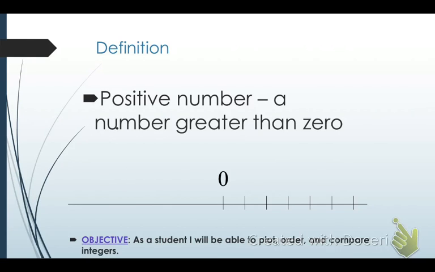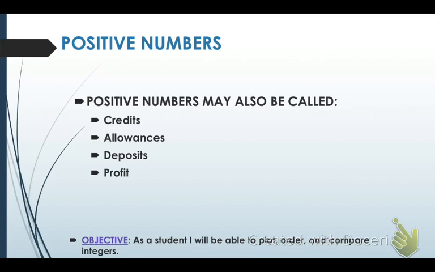Positive numbers are simply a number greater than 0. We have 1, 2, 3, 4, 5, and 6. And remember, they're on the right side of the number line. Okay? Some positive numbers we also might call credits, allowances, deposits, or profits. You might see 3 other types of positive numbers: above sea level, above par in golf, and above freezing temperatures.